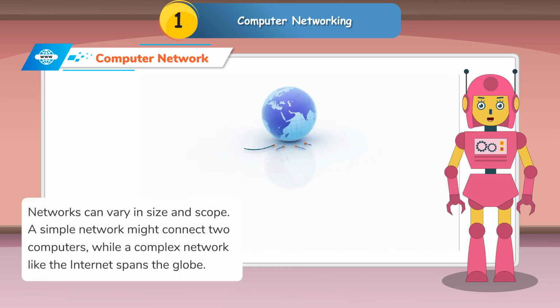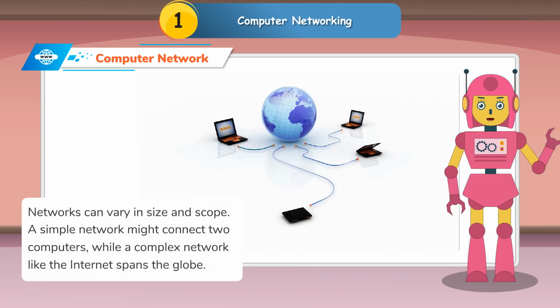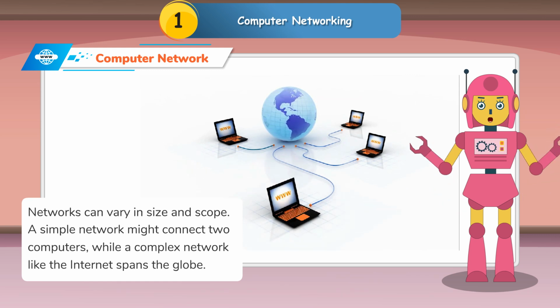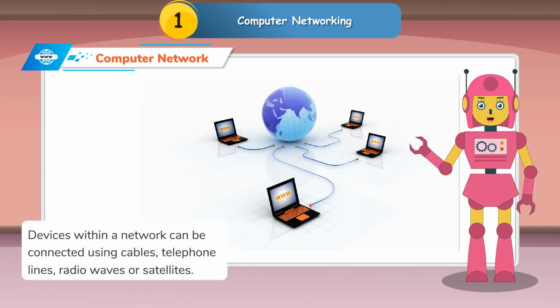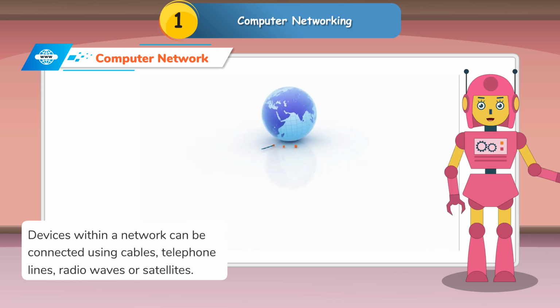Networks can vary in size and scope. A simple network might connect two computers, while a complex network like the Internet spans the globe. Devices within a network can be connected using cables, telephone lines, radio waves, or satellites.